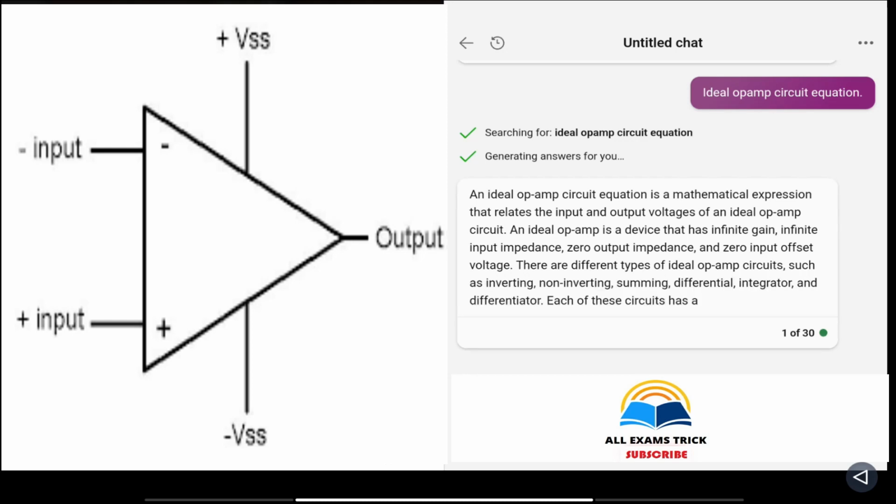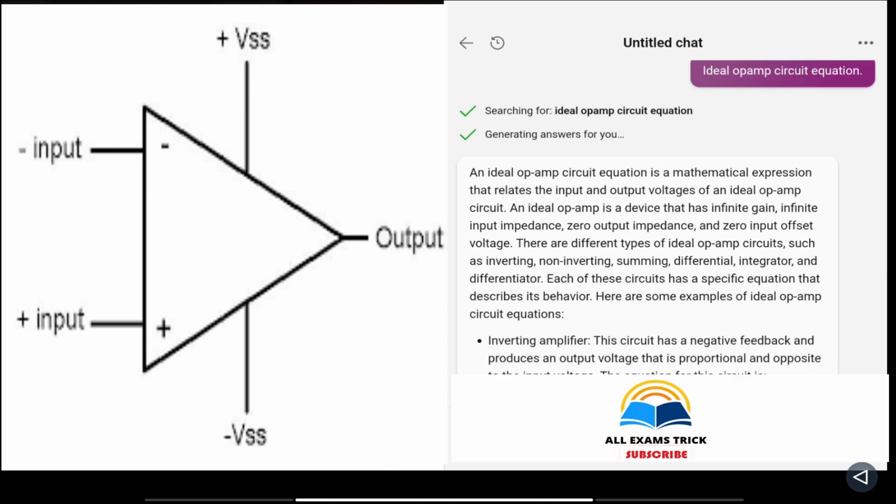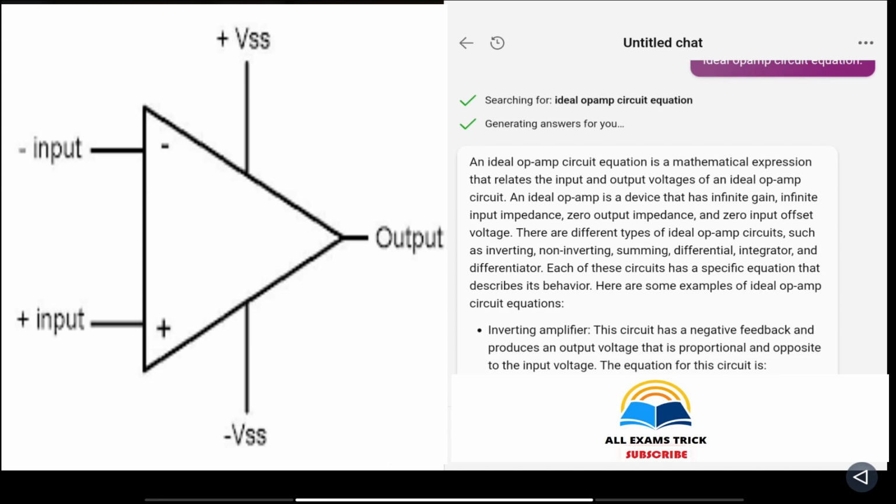An ideal op-amp circuit equation is a mathematical expression that relates the input and output voltages of an ideal op-amp circuit. An ideal op-amp is a device that has infinite gain, infinite input impedance, zero output impedance, and zero input offset voltage. There are different types of ideal op-amp circuits, such as inverting, non-inverting, summing, differential, integrator, and differentiator. Each of these circuits has a specific equation that describes its behavior.